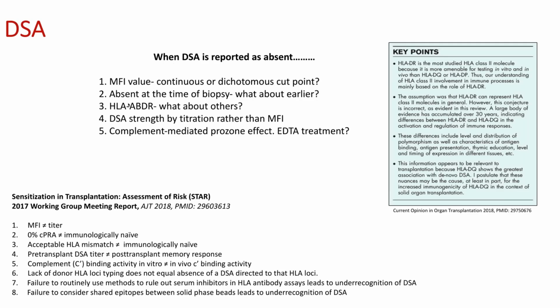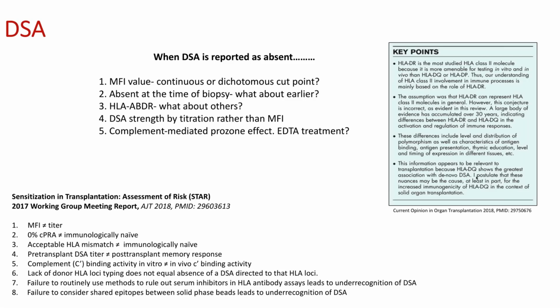And then traditionally labs are reporting HLA in only 3 loci, HLA-A, B, and DR. What about others? Now again, in current opinion, recently there was a paper by a well-known immunologist who deals with DSA on a daily basis. Her argument was that HLA-DR is the most studied HLA class 2 molecule because it is more amenable to testing in vitro and in vivo than HLA-DQ and DP. Thus, our understanding of HLA class 2 involvement in immune processes is mainly based on the role of HLA-DR.